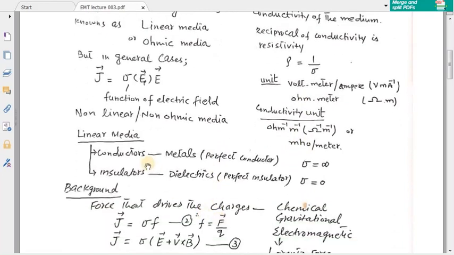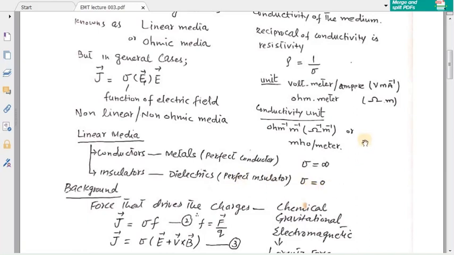First one is conductors, the other one is insulators. Conductor, the special case is metal, known as the perfect conductor. Here the conductivity is infinite. In insulators, an example is dielectrics, known as the perfect insulator. Here the conductivity is equal to 0.